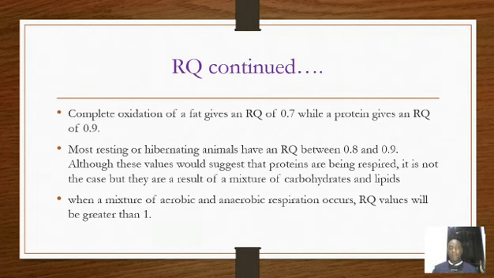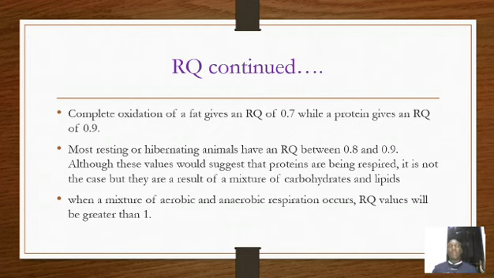But we are saying that in hibernating animals, when we see an RQ of 0.8 or 0.9, it usually indicates to us that it is a mixture of lipids and carbohydrates being respired. Remember, carbohydrates have an RQ of 1. Lipids have an RQ of 0.7. So the average of the two, 0.7 and 1, is basically around 0.8.